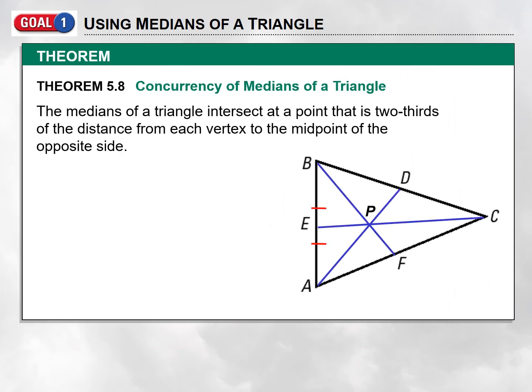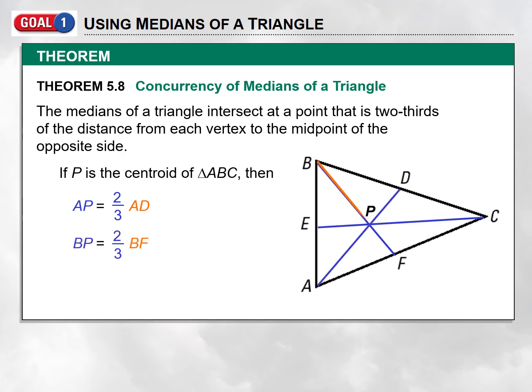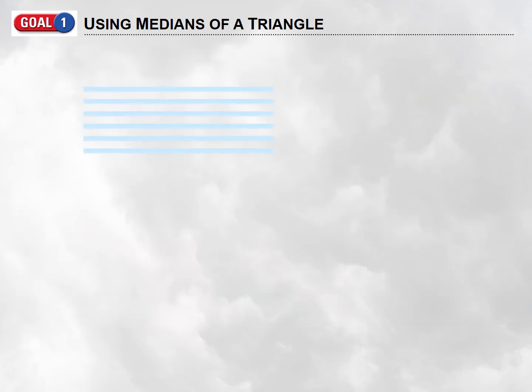The medians of a triangle intersect at a point that is 2/3 of the distance from each vertex to the midpoint of the opposite side. Look at the figure. If P is the centroid of triangle ABC, then AP should be 2/3 of AD. In the same way, BP and CP are also 2/3 of BF and CE.